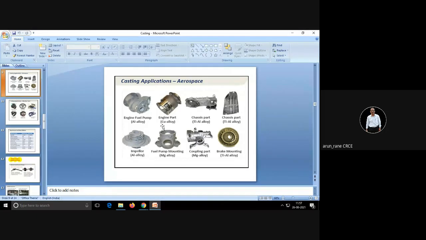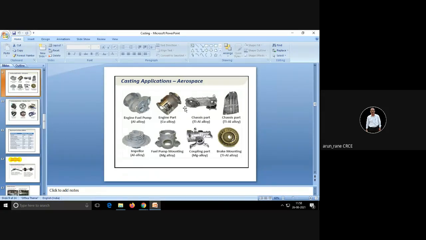Again, casting is not necessarily sand casting. There are different processes like sand casting, investment casting, centrifugal casting, precision casting, many types of castings. So there are some products which can be produced by sand mold, but there are some products for which we have to go for centrifugal, or investment, or shell, or wax castings, depending upon the product.